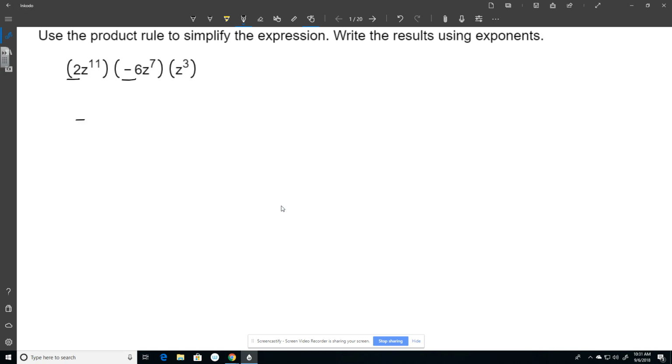2 and -6, I can multiply those. And then z to the 11th, z to the 7th, z to the 3rd. All of those have a base of z. So those can be multiplied together. And when we multiply, remember that we actually add the exponents. So that becomes z to the 11 plus 7 is 18 plus 3 is 21. So -12z to the 21st power. And you're done.